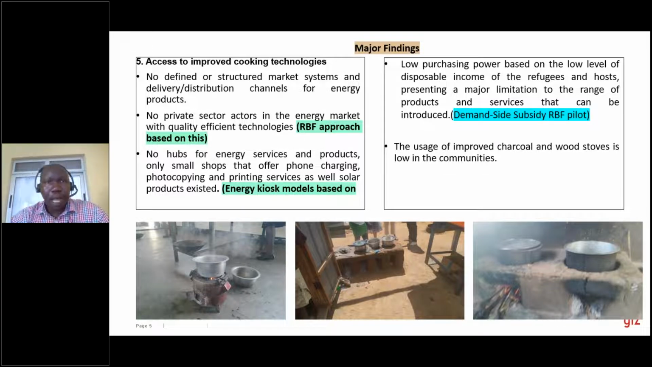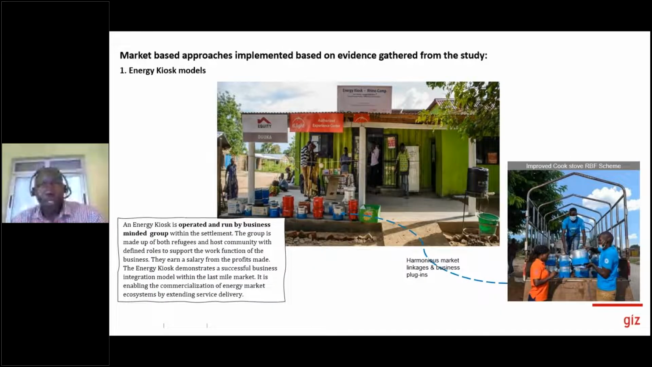So, how important have these data been programmed? Well, we have used this data for our energy kiosk model, where, as you can see in the photo, this is the energy kiosk I'm talking about.